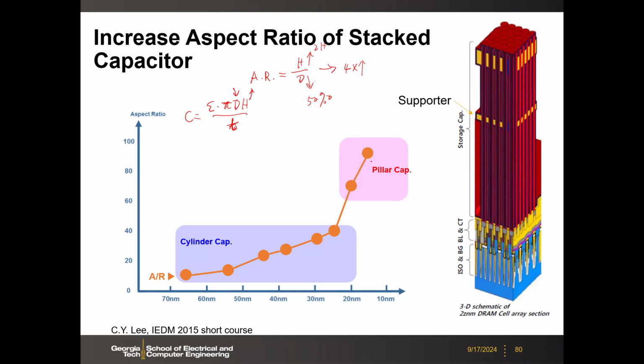So today's pillar cap aspect ratio is approaching 100. That means the dimension today, for example, is 12 nanometer or 13 nanometer here, and you have 100 aspect ratio. This is like 1.2 micrometer of the capacitor, right? It's very, very tall. Any questions here?